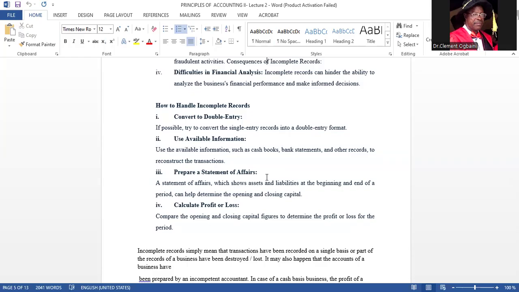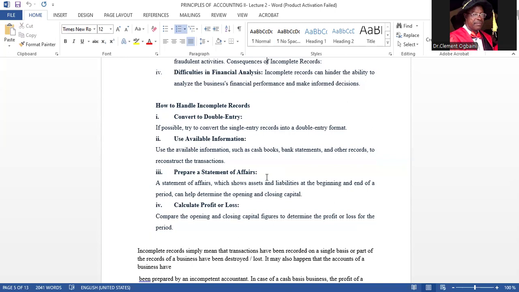If the records are in a single entry like that, the first thing you do as an accountant is post them using the double entry. If sales are made and cash was collected, you open a sales ledger, you credit the sales ledger with the amount, then you go to your cash book, you debit cash.